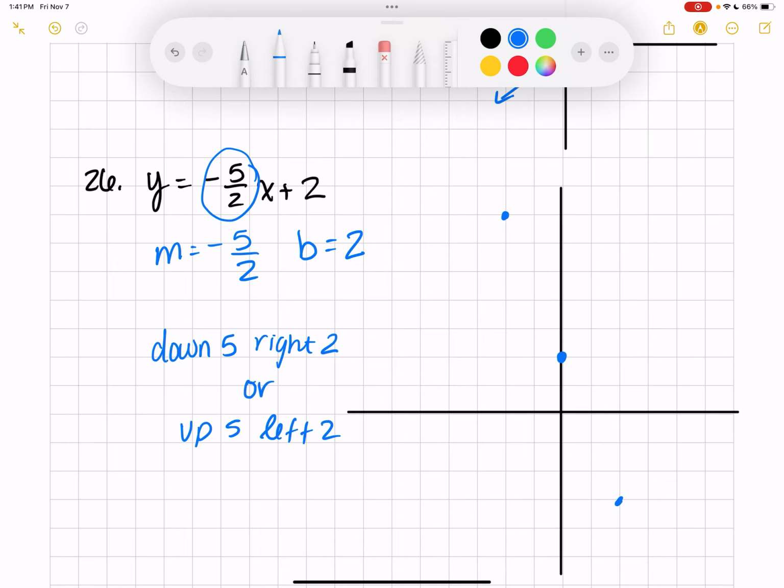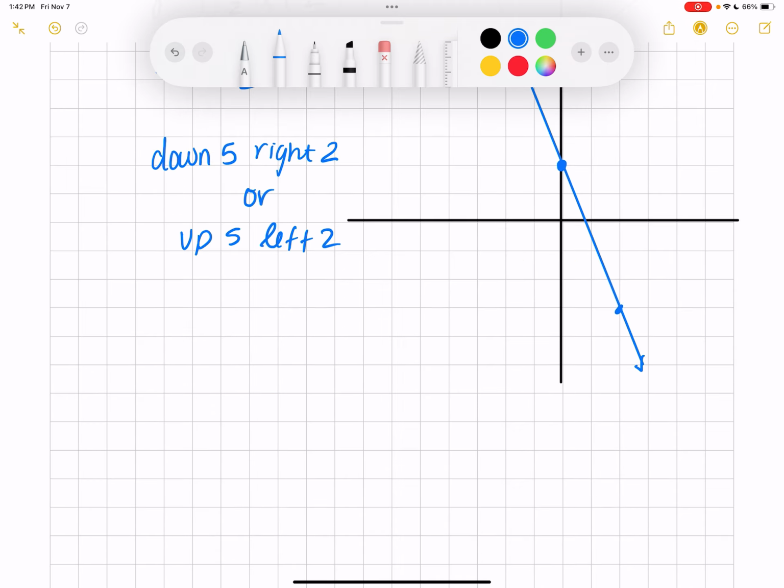Why'd you go? That ain't right. It would have been lower. Well, I could also go down 1, 2, 3, 4, 5, right 1, 2, and have another point down here. But I just didn't want to make my graph huge.